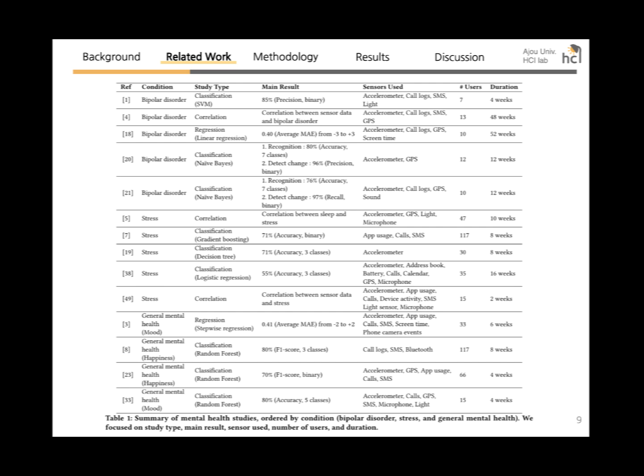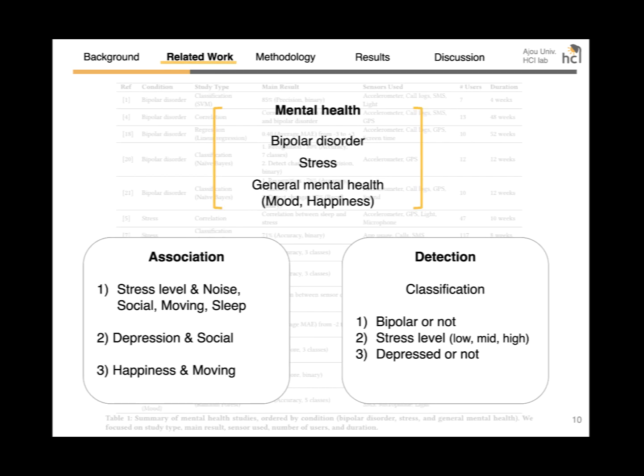The table shown here is a summary of prior studies. We can see types of mental conditions such as bipolar disorder, stress, emotions. Also, I noticed the study methods such as correlation, regression, and classification, with the number of classes used in classification. I also noticed types of sensors used such as accelerometer, call logs, SMS, GPS, and so on. Lastly, I noticed the number of participants in the study, and the duration of the user study. Our studies have mainly covered bipolar, stress, and general mental health.